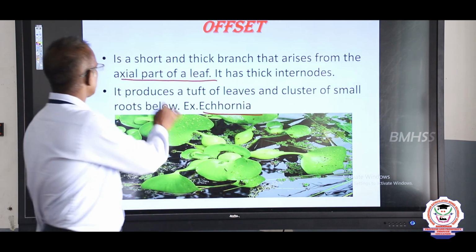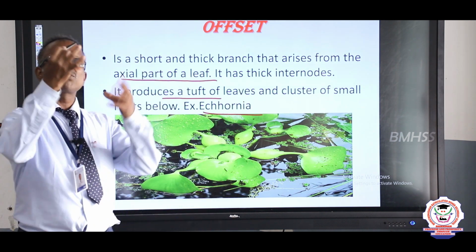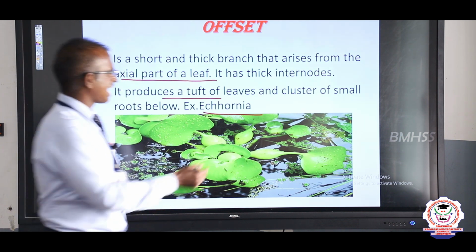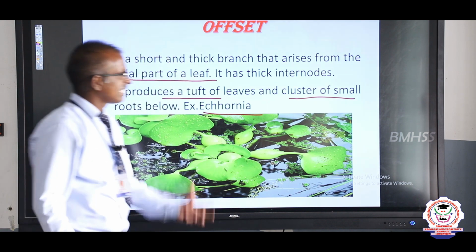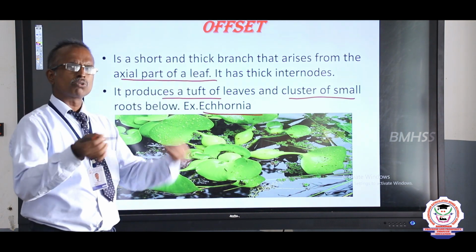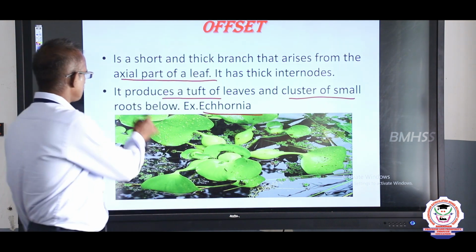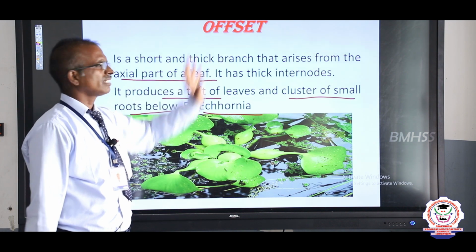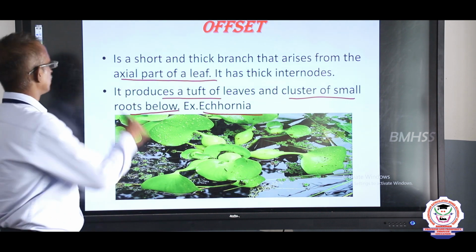Are present. It produces a tough top leaf, tough top leaves above, and below it has a cluster of roots. Small roots are arising below. That is an example for Eichhornia.